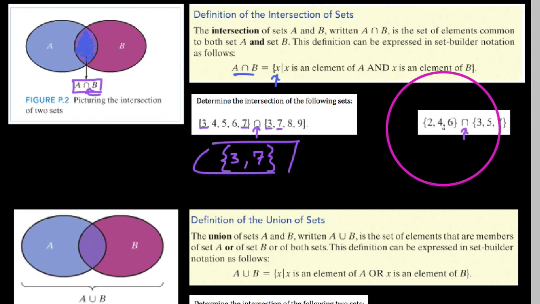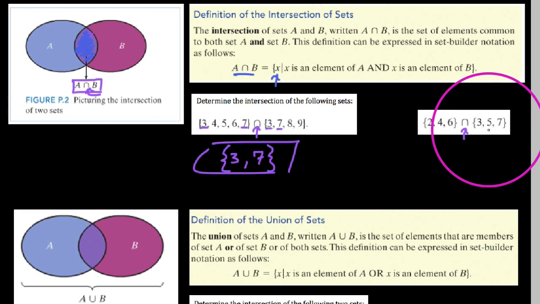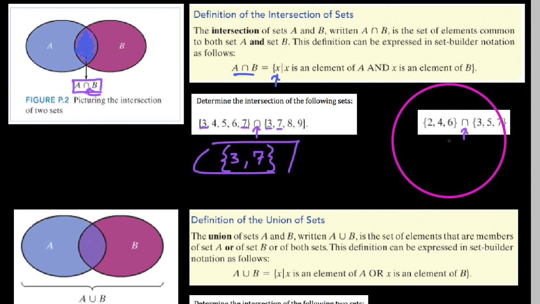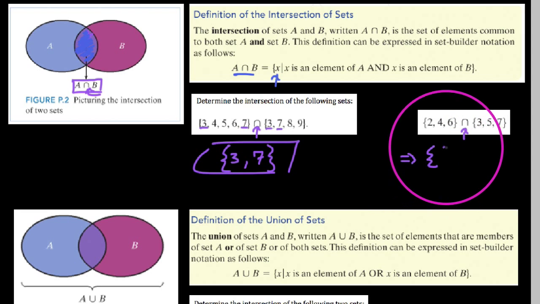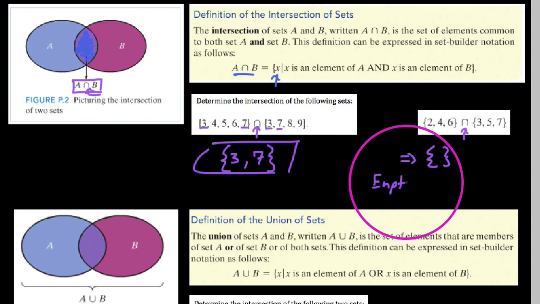Likewise, if we look over here, the intersection of these two sets: these are even numbers, 2, 4, 6, and these are some odd elements here, 3, 5, 7. You'll notice that these have nothing in common. So I'm going to write that the intersection of these two sets is really this set right here. And you'll notice that there's nothing in here. We call this the empty set.